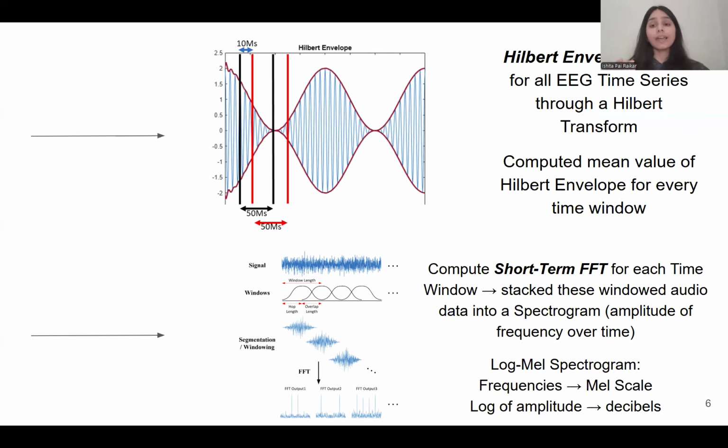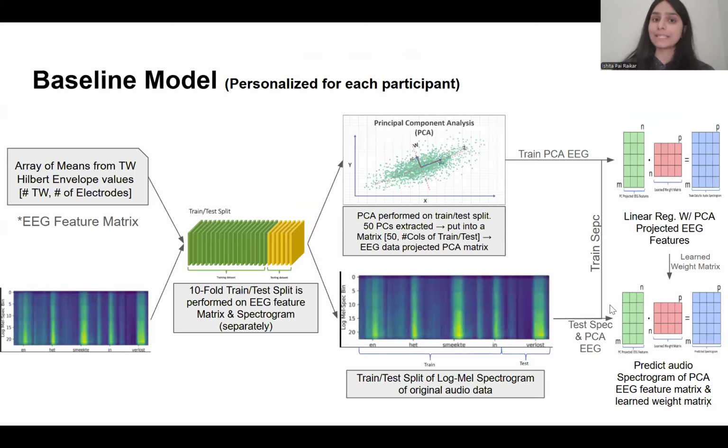On the other hand, for the audio data, we computed a short-term Fourier transform for each time window, then stacked these time windows into a spectrogram, which is amplitude of frequency over time. Further, we took the MEL spectrogram, in which frequencies are on the MEL scale, whereas the log of the amplitude is in decibels. Let's move on to our baseline model, which is personalized for each participant.